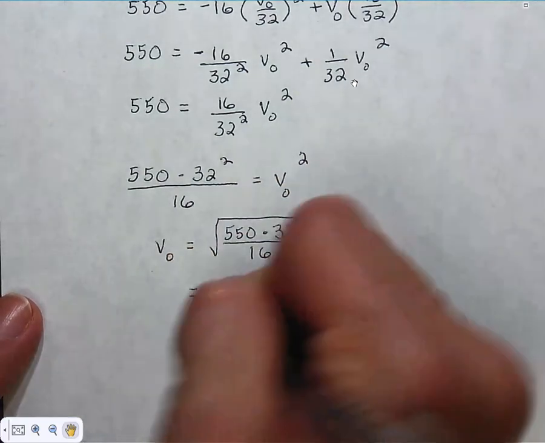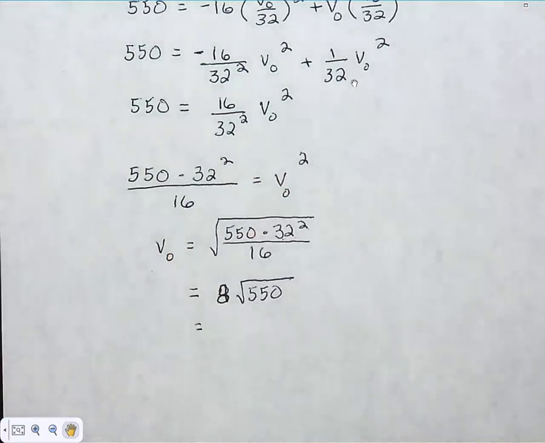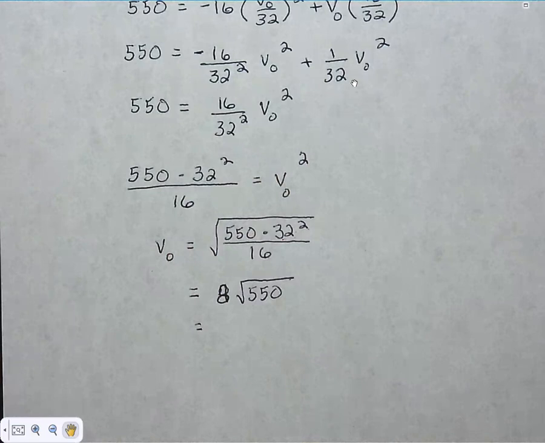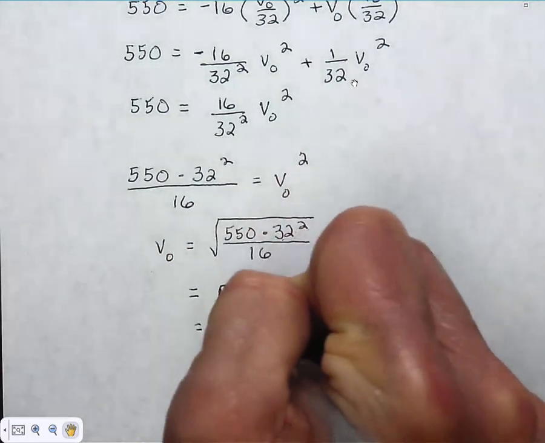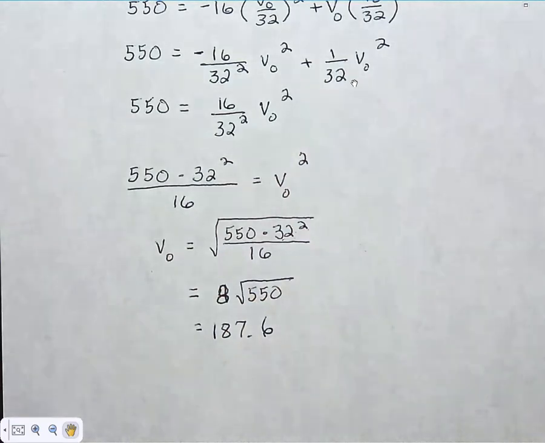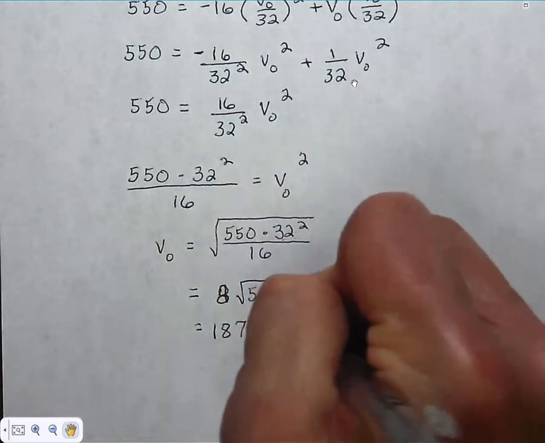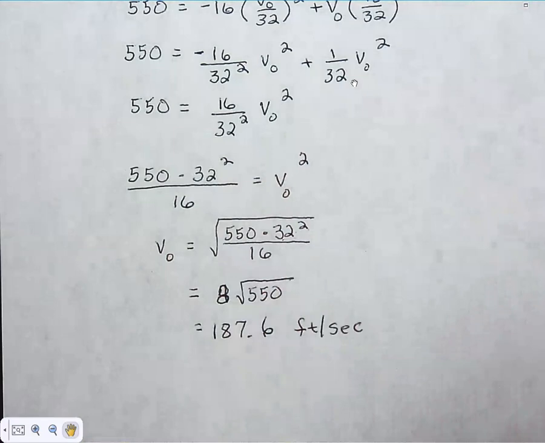Yeah, that should be it. I got about 187.6. What's the units on that? That's velocity, so it's feet per second.